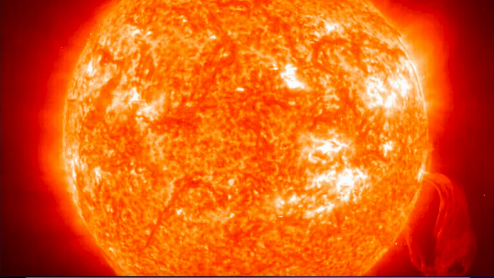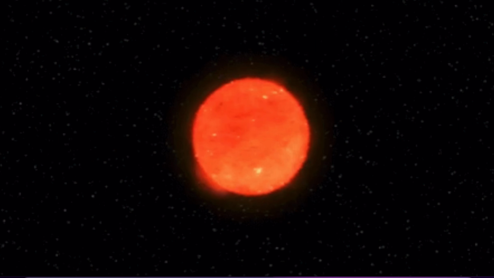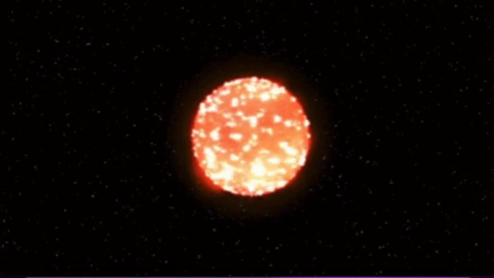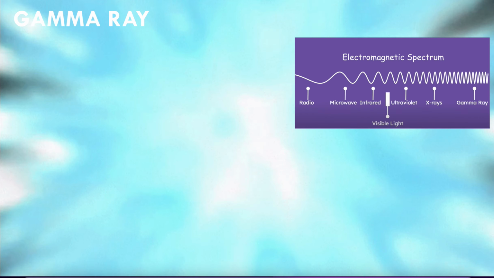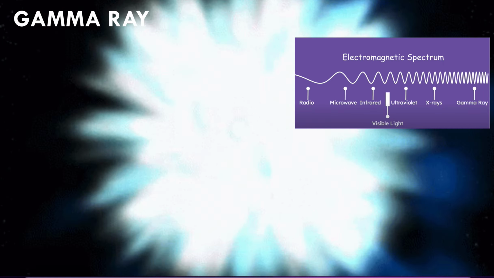Instead of shredding their outer layers to form a planetary nebula, their outer layers explode and burst into deep space like a popping balloon, scattering pieces everywhere. This is a supernova explosion. Some supernova explosions send off a blast of gamma rays, the strongest, most damaging form of light in the electromagnetic spectrum.